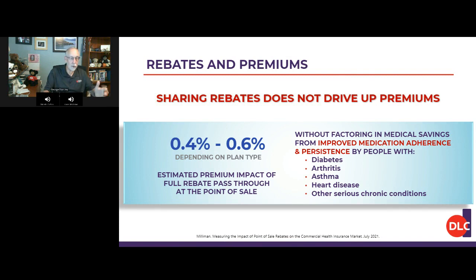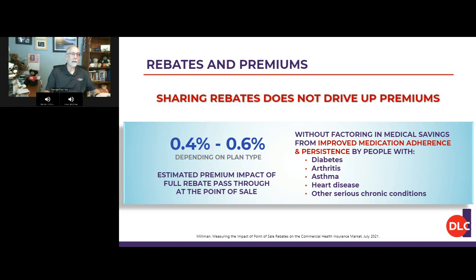It's a big misnomer that sharing rebates at point of sale is going to drive up health premiums. I hear this all the time. I testify in state houses on this topic. It's a misnomer. It will have almost zero impact on your premiums. We have an actuarial study looking at what this really means, and a couple things to bear in mind. This almost zero cost increase is without factoring in medical savings by improved adherence. We just had two slides ago showing that you're going to save money by capping and lowering that cost. We know that's real. That's not being included in this.